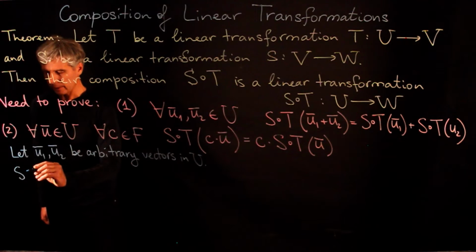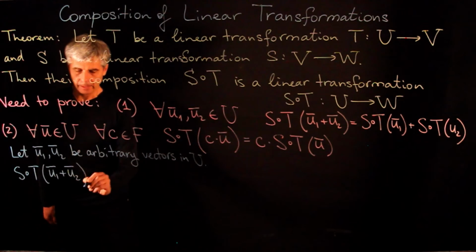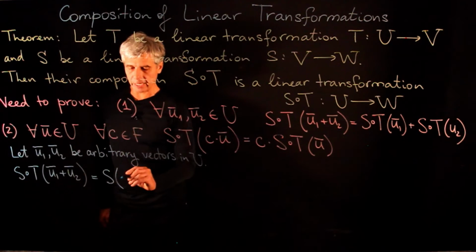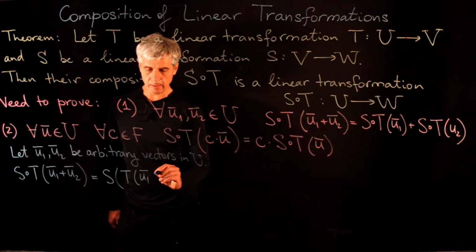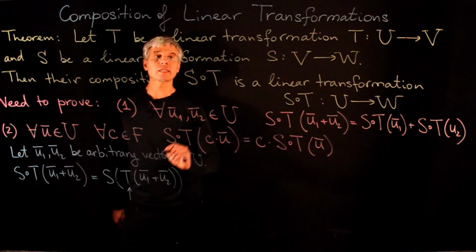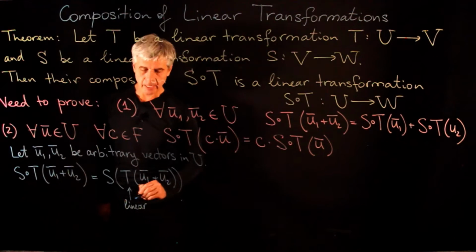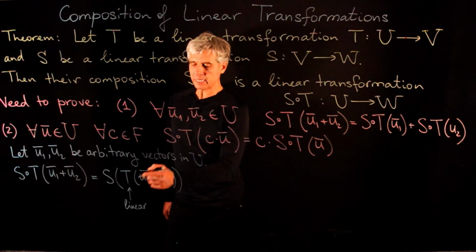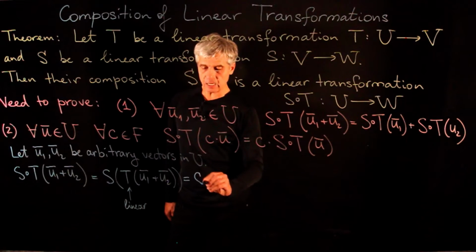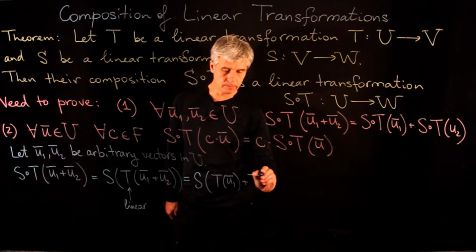So here we have S composition with T applied to u1 plus u2. First, we use the definition of a composition. So this is S applied to T of u1 plus u2. Now we use the fact that T is a linear transformation. So it's given to us that T is linear. A linear transformation will transform a sum into the sum. So this means that T of u1 plus u2 is equal to T of u1 plus T of u2.